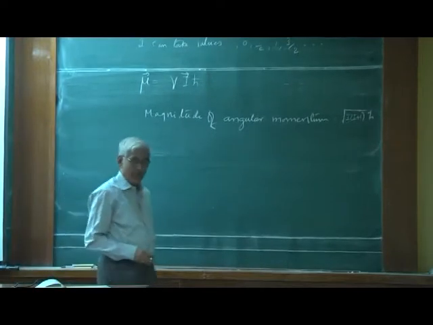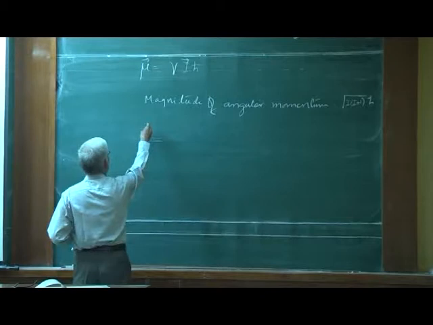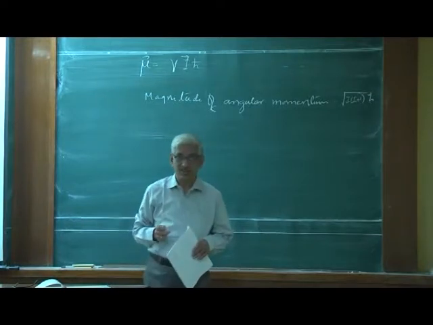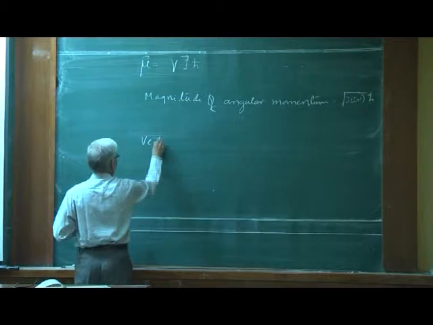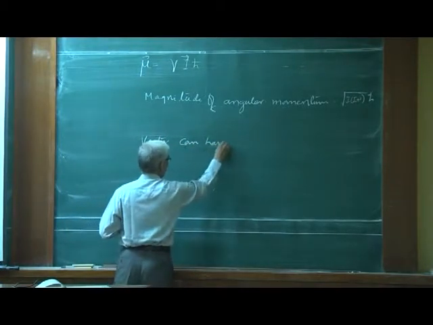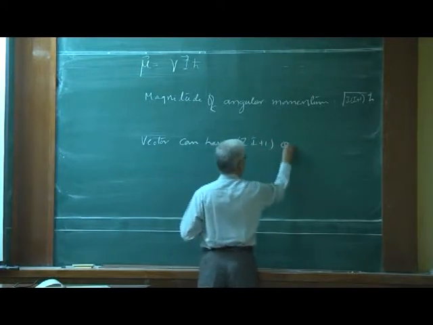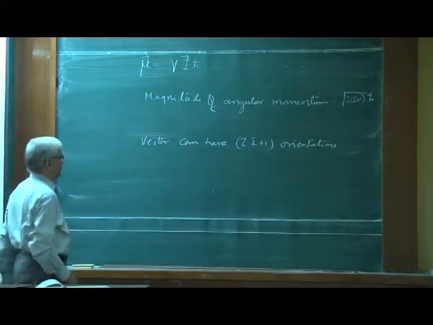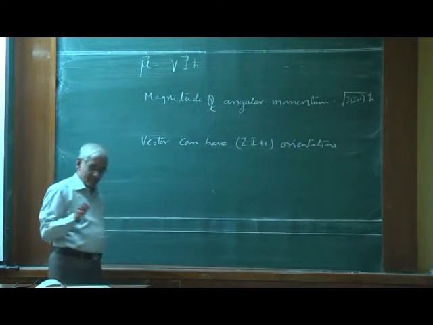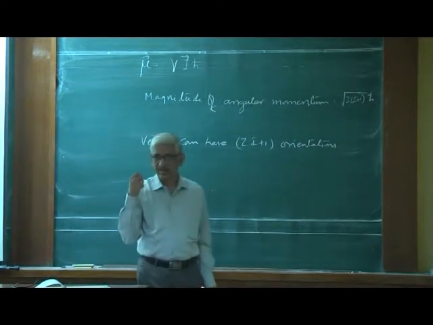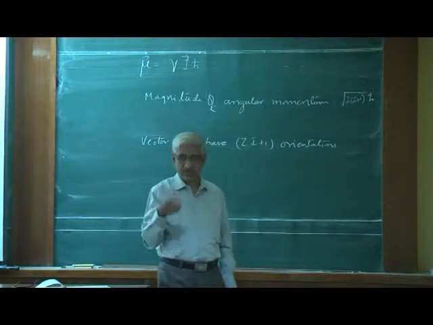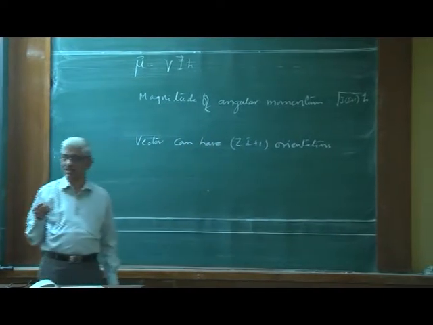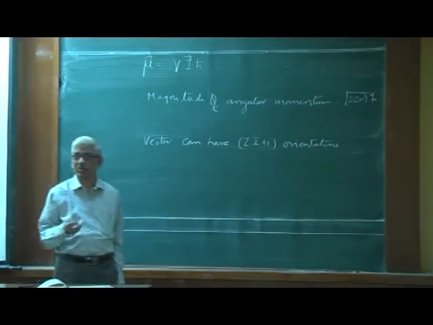And then the vector can have different orientations in space. The vector can have 2I + 1 orientations in space, and there is a definite angle between the vector and a particular direction. If you want to take the z-axis, x-axis or y-axis, there are only certain preferred values. So we conventionally choose the z-axis, with respect to which we measure the orientation.